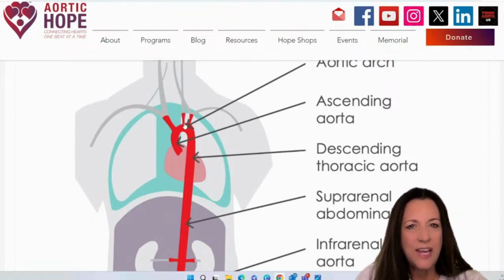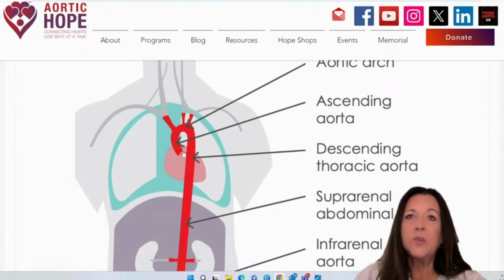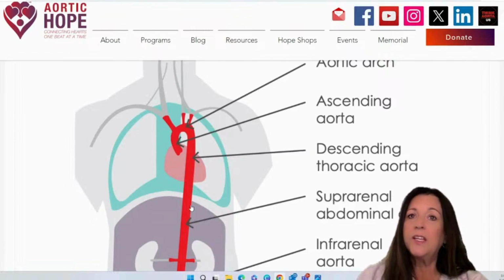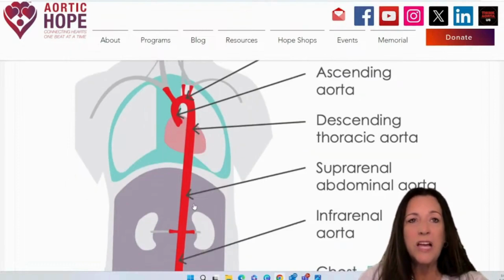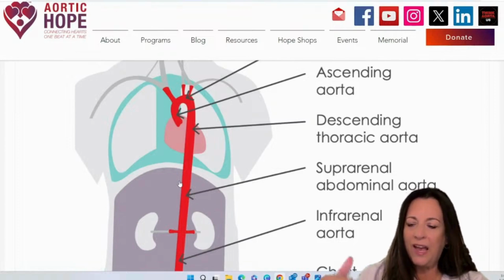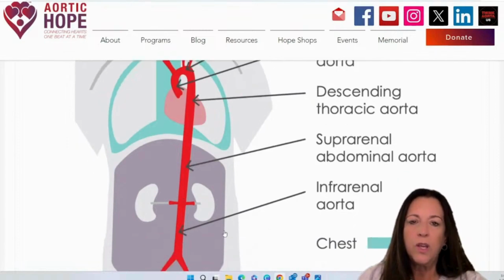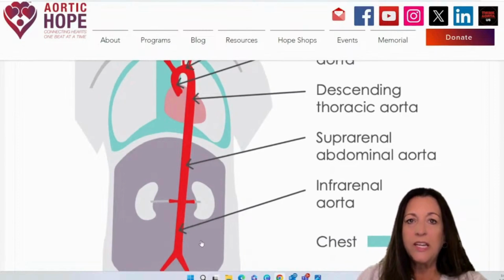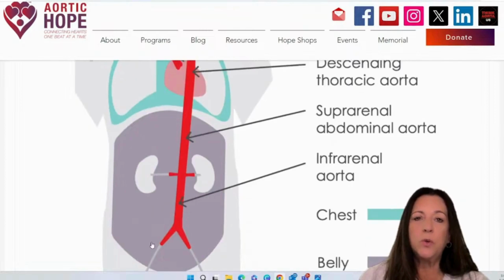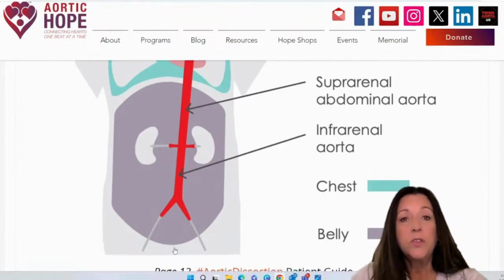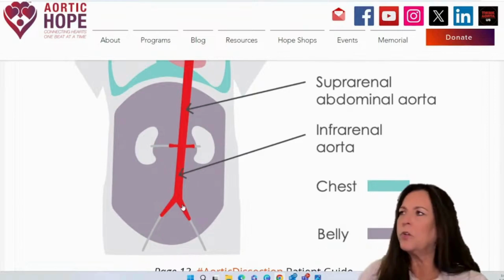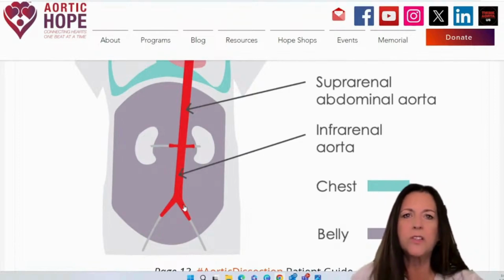As it works its way down, it is now descending. That is your descending thoracic aorta, and that's thoracic because it's in the chest. There is a part where it's called the suprarenal abdominal aorta. It's right about after the diaphragm, and now you're into the infrarenal, which is after the renal arteries, which provide blood flow to your kidneys. And then it goes into the iliacs, which provide blood flow to your legs. And all of this is giving blood flow through other little arteries to your abdominal organs, your pancreas, your liver, your spleen, your intestines, the whole entire 9 yards.